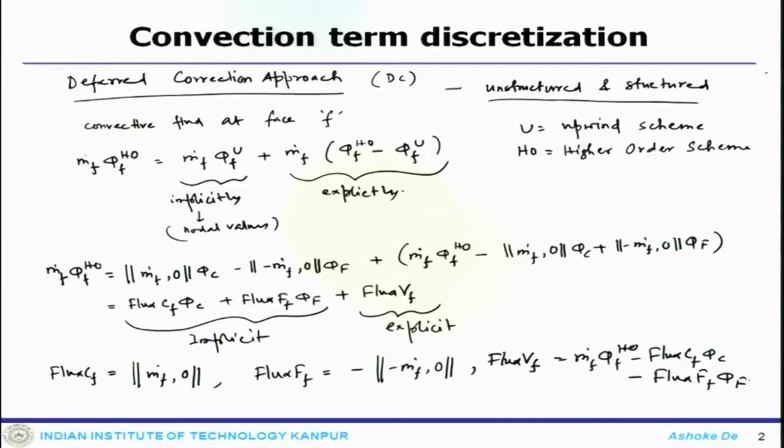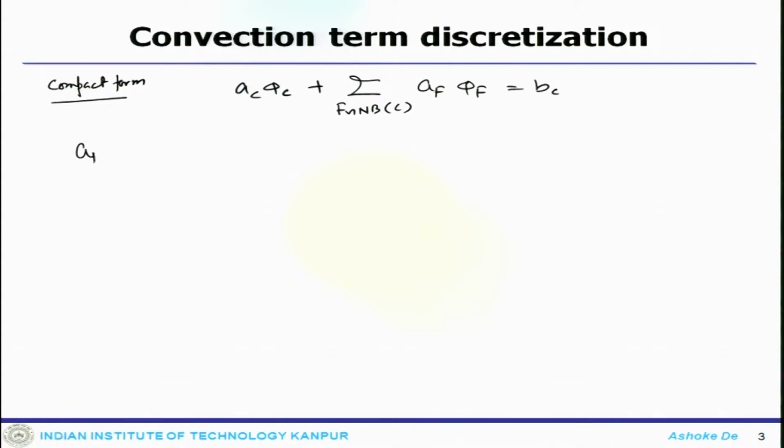Now, substituting all this information in the convection flux, we will get the algebraic or the compact form of the discretized system like A_c phi_c plus summation of capital F over nb(c) A_f phi_f equals B_c, where coefficient A_f is flux F_f, which is minus m dot f 0.